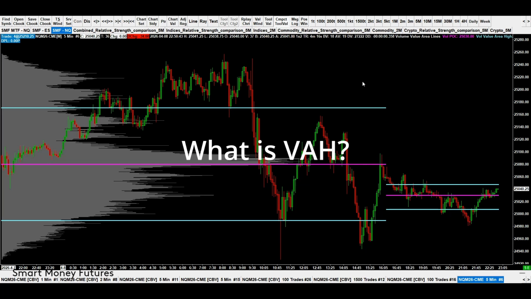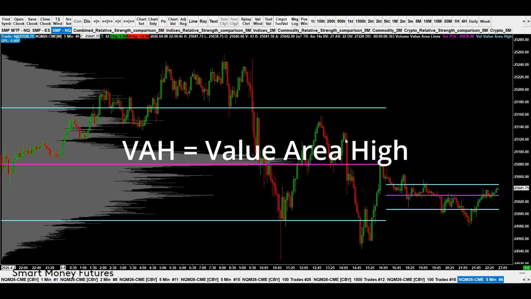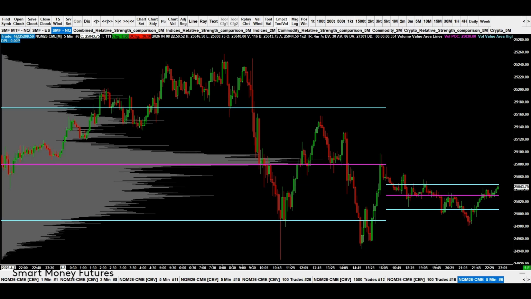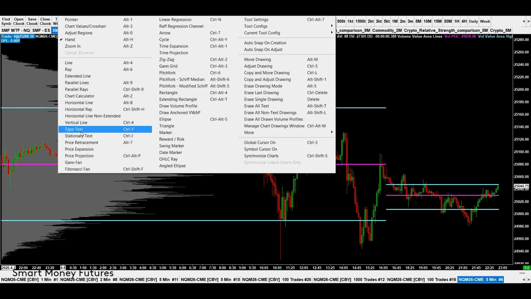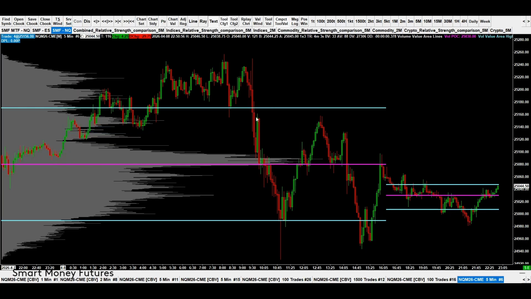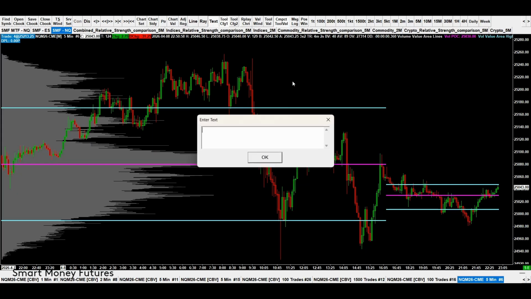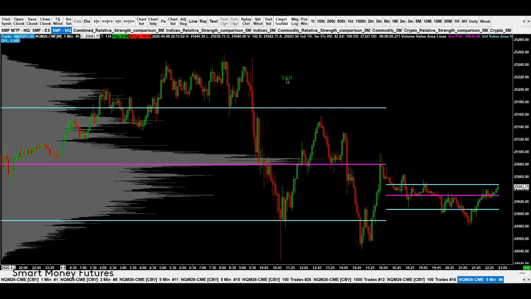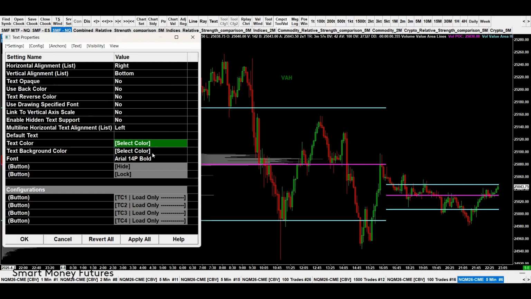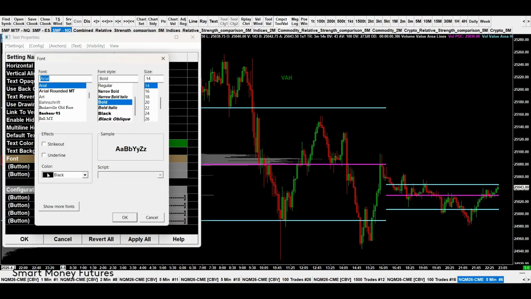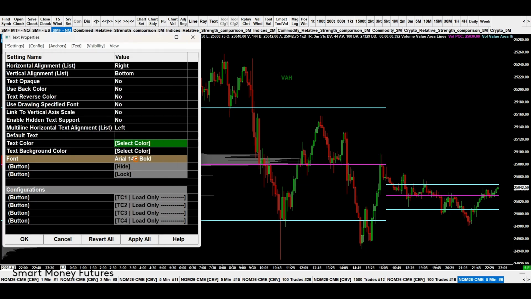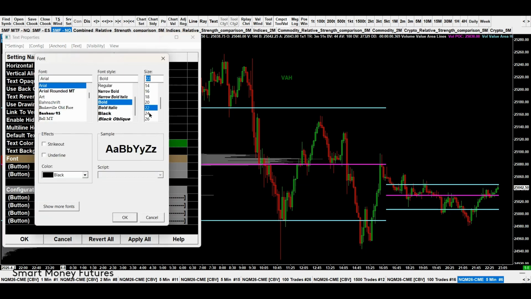What is VAH? Well, VAH means value area high. The value area high is the range where roughly 70% of the volume traded during the profile period took place. VAH is the upper edge of that value area. In plain English, it is the high boundary of what the market considered fair during the session or profile period.